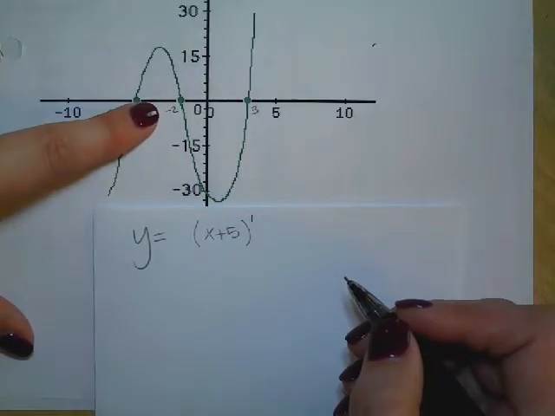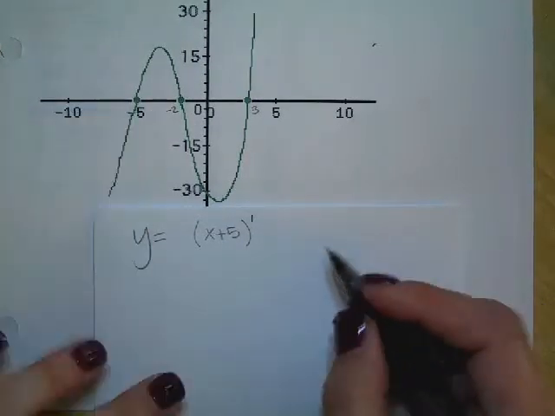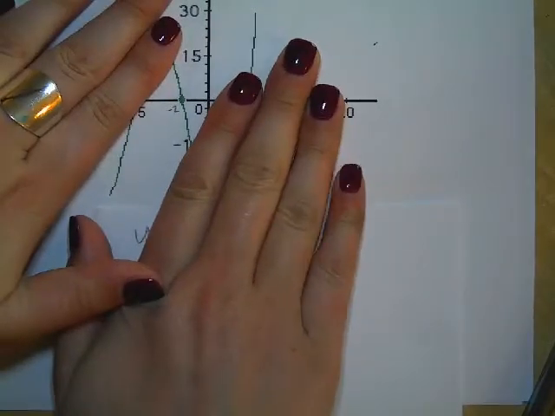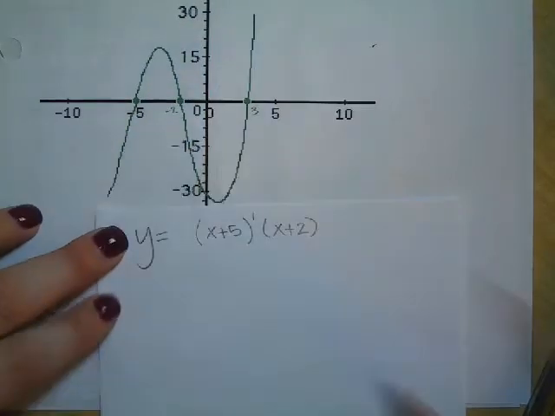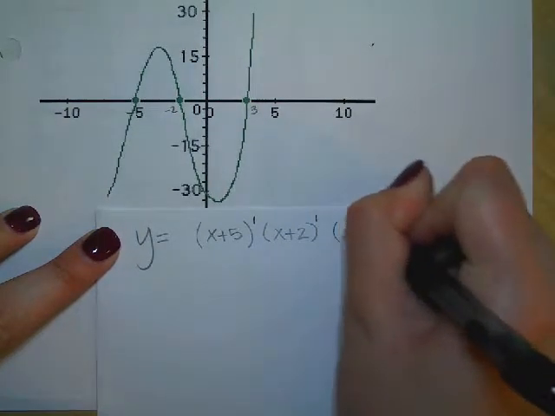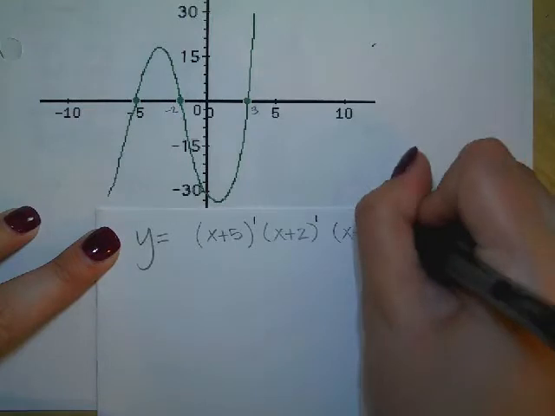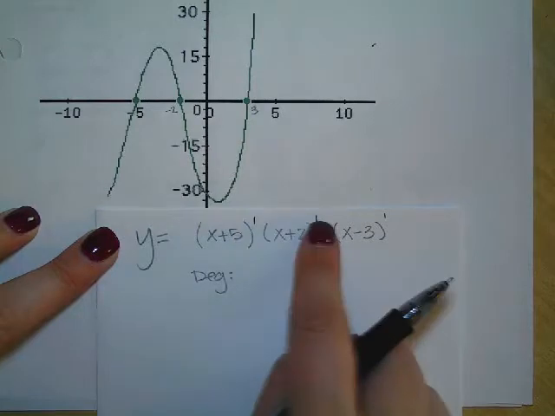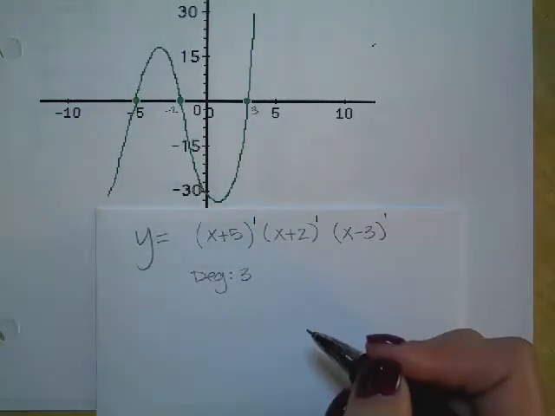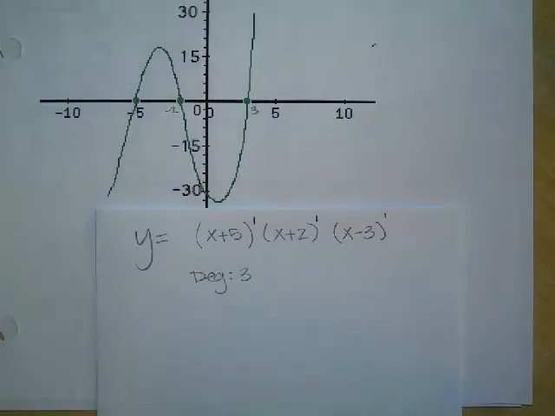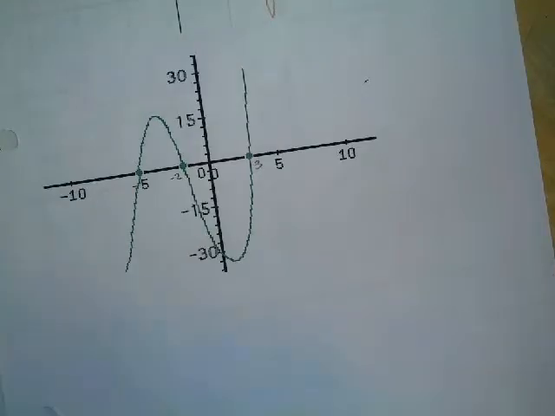All right, what should I put next? x plus 2. Does that go straight through or does it squiggle through? Straight through. Okay, and then what do I put last? x minus 3. Straight through. Okay, so if we look at this, what's the degree of this function? 3. 1, 2, 3. Degree of 3. So it's odd, like we expected, and it goes straight through, straight through, straight through. Does that make sense how I came up with that? Okay, we're going to try another one now that you understand it a little bit better.